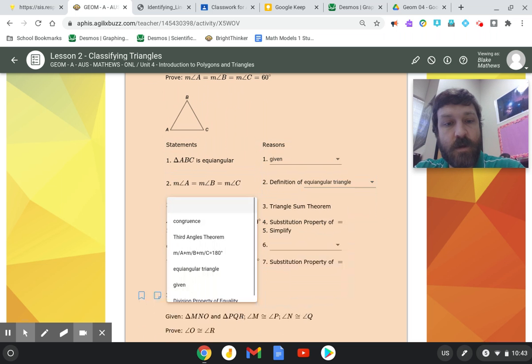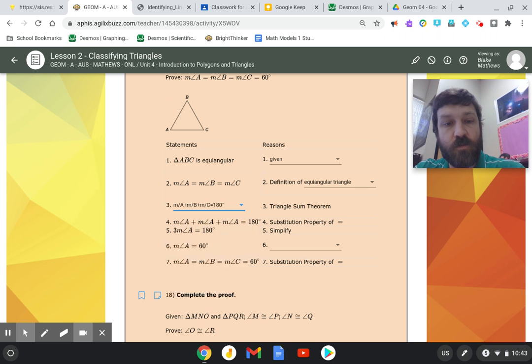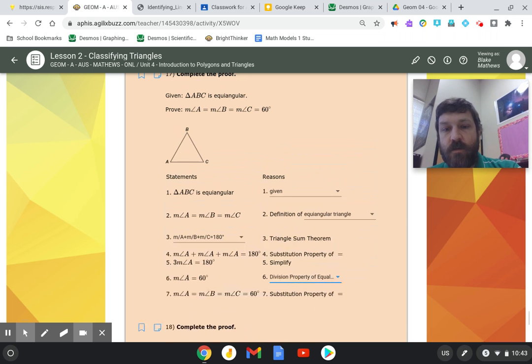We also know that angle 1 plus angle 2 plus angle 3 equals 180, and that comes from the triangle sum theorem. We know that the measure of the 3 angles adds up to 180. Then we substitute angle A in for both B and C. That's the substitution property of equality right there on number 4. Then we use algebra to say that 3 angle A's equal 180. And then we divide by 3, and that's going to be the division property of equality. That gets us down to the fact that angle A equals 60 degrees. Therefore, all of the angles equal 60 degrees. So make sure you get that down. You need to answer that so you have the correct answers in yours.